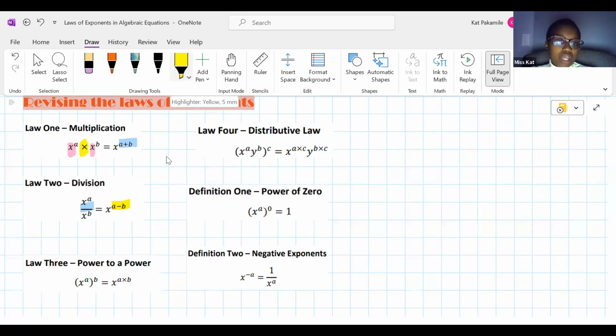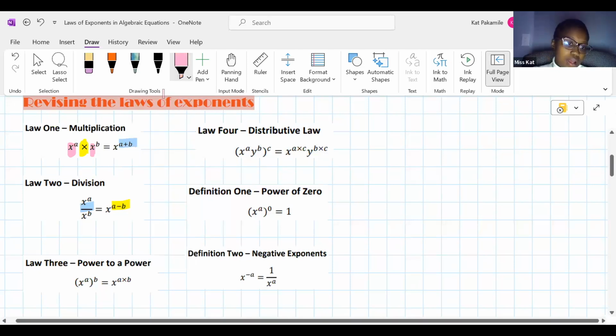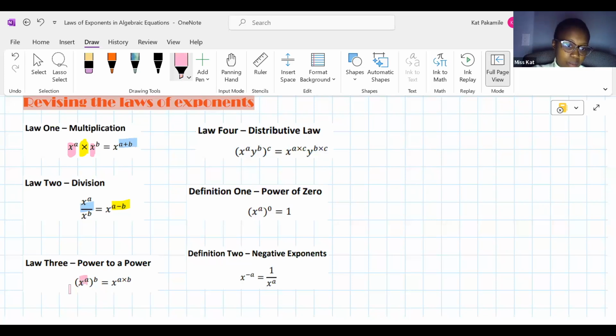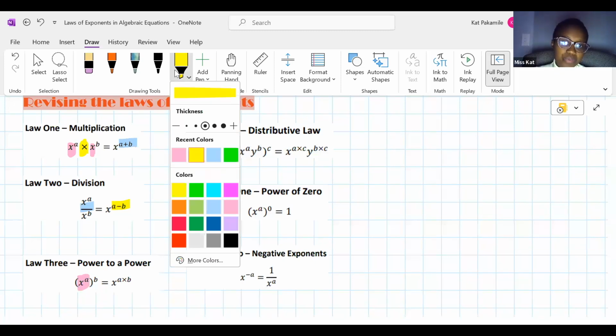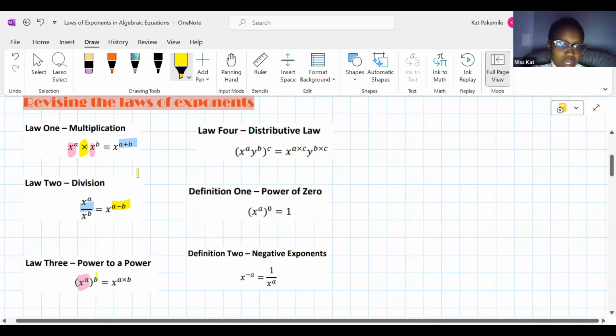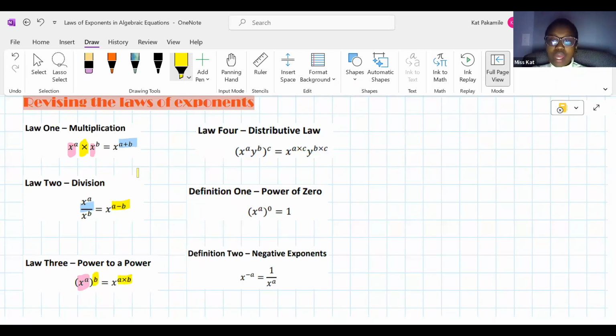Law number three is our power to a power. So you have a power in the bracket, x to the power of a, raised to another exponent, which is b. Here we go, raised to the power of b. In this case, you multiply the exponents, not to be confused with law number one.